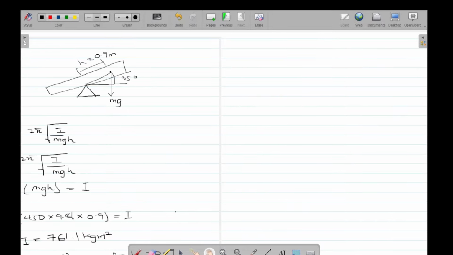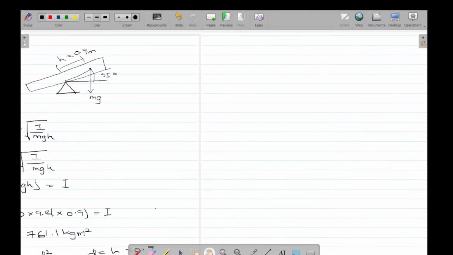Okay, so for the reactions at the knife edge, we begin by drawing the free body diagram and showing all the forces acting on the bar or the connecting rod. So we have Ry, which is the reaction in the y direction, Rx, the reaction in the x direction, then we have the weight mg acting here.